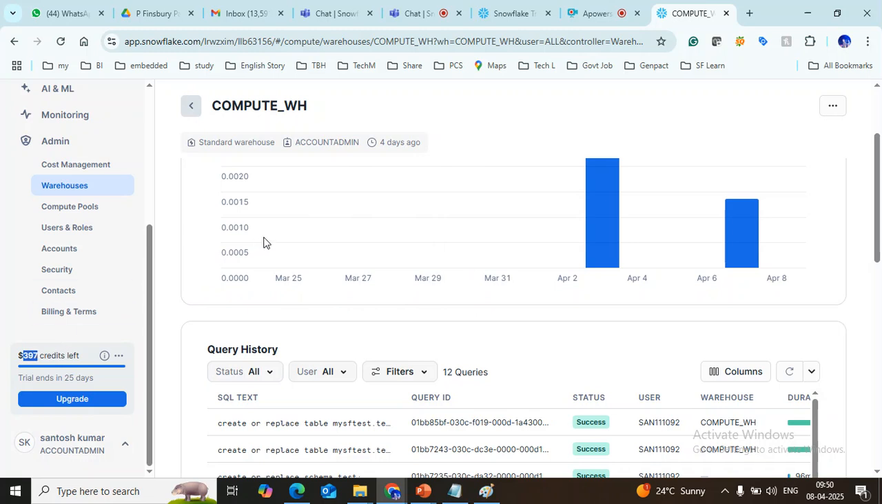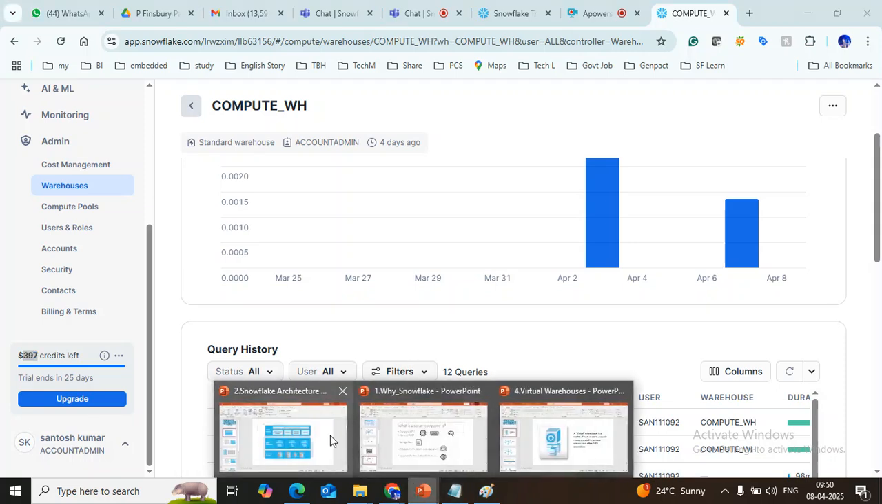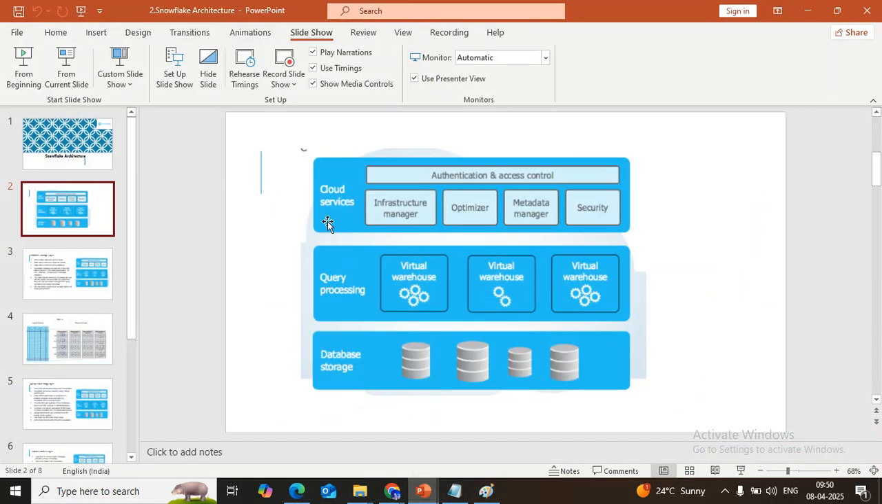Snowflake has two types of charges. If you remember the Snowflake architecture, Snowflake is based on a three-layer architecture. Everyone who joined later will get to know everything, so don't worry, don't panic, I will make you aware. The layers are the database storage layer, the query processing layer, and the cloud service layer. This is the three-layer architecture of Snowflake.